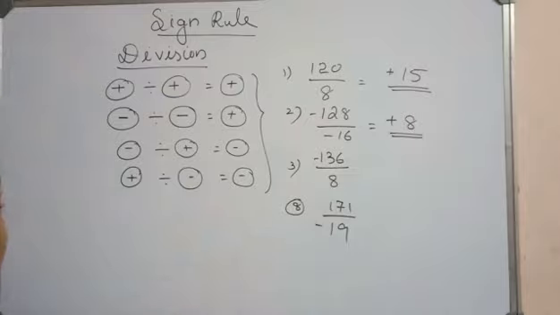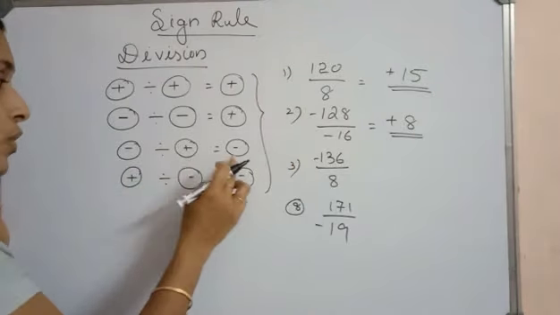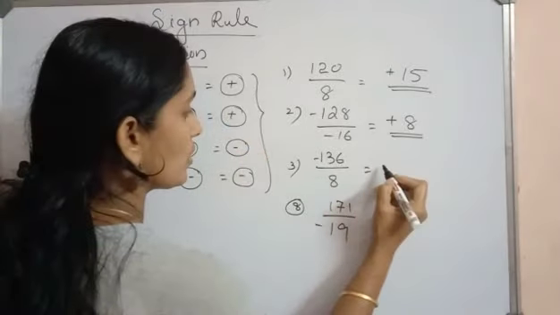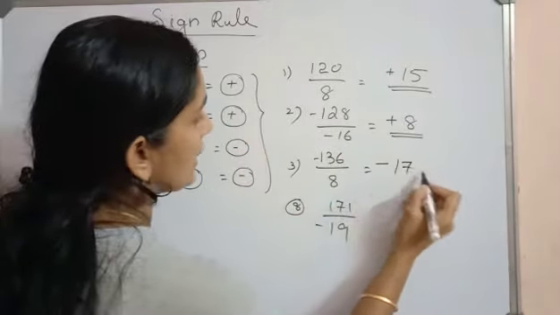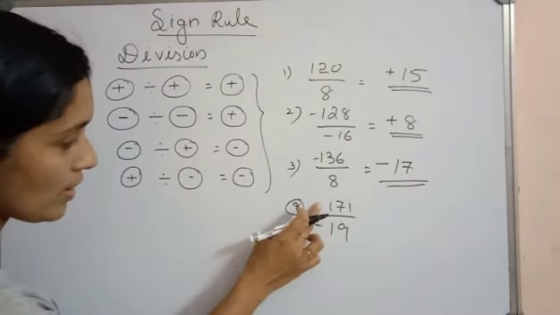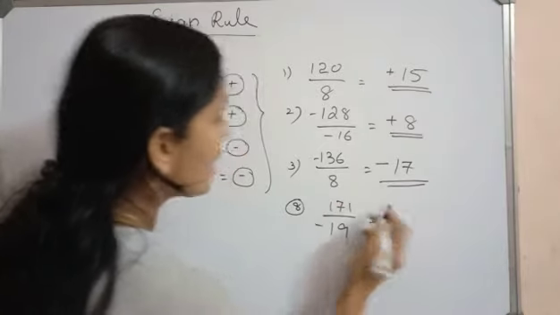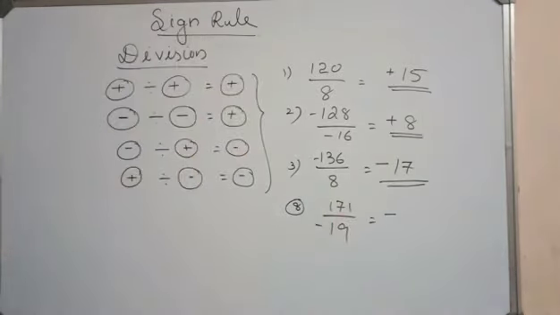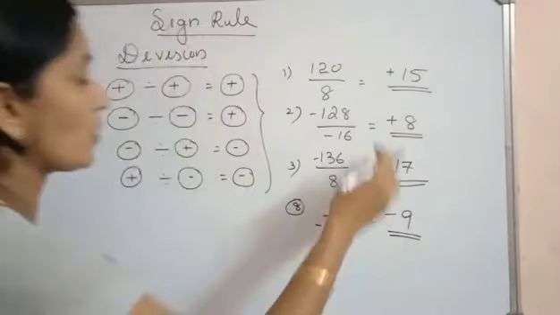Consider the third one. Minus 136 by 8. You are dividing a negative number by a positive number. So your final answer is negative. So this will be minus 136 by 8 is 17. Now look at the next one. You are dividing a positive number by a negative number. Your answer should be minus 171 by 19 is 9. So this is what you are getting as the answer.